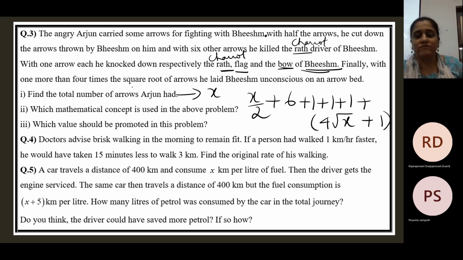Finally, 1 more than that, plus 1. 4 times the square root of the arrows. So the square root of the arrows is the square root of X, so 4 times root X. Then 1 more than that, so plus 1.